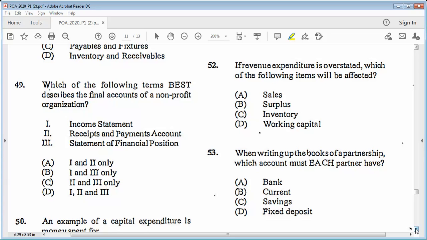We know that the statement of financial position is not a part of our answer. So the terms that best describe the final accounts of a non-profit organization include the income statement and receipts and payments account. So A.